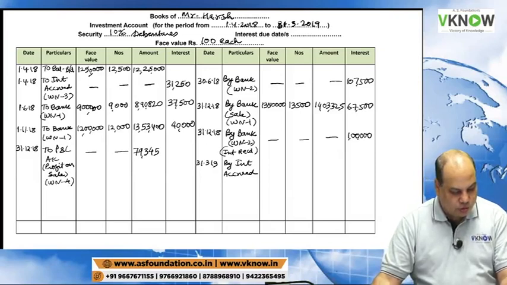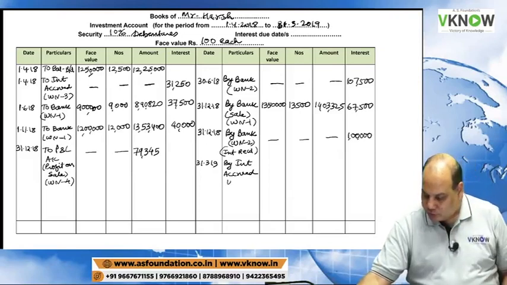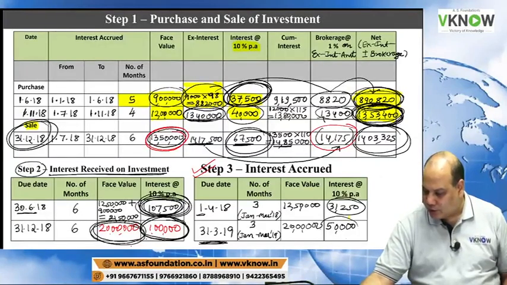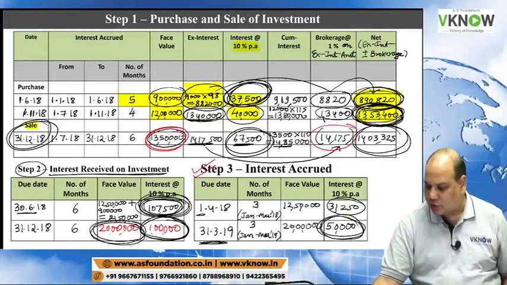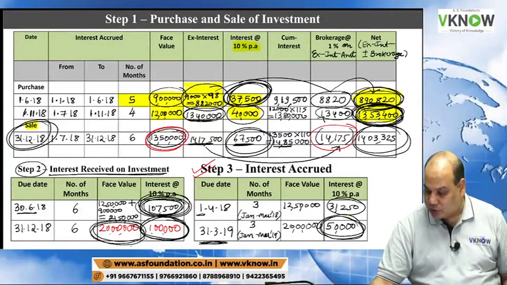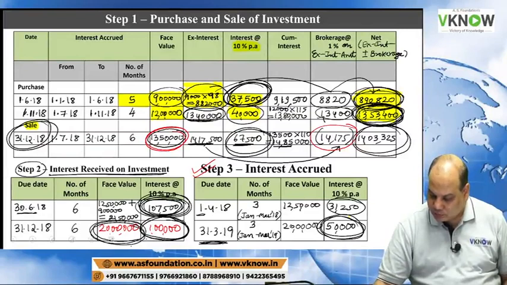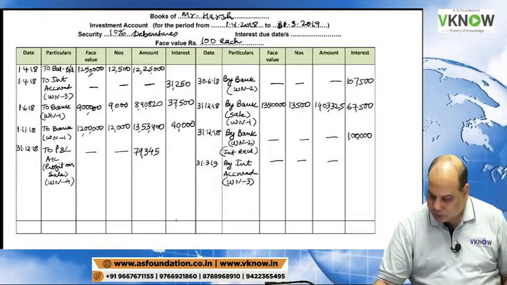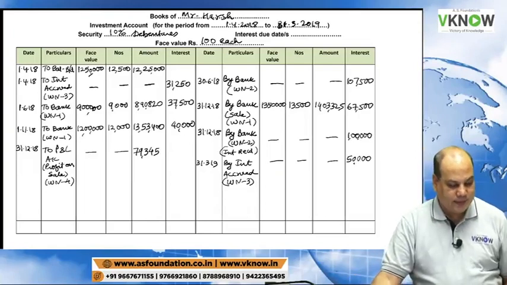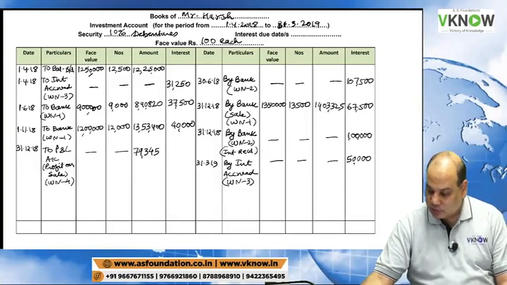Then we will write down 31st March 19 by interest accrued. By interest accrued, this is your working note 3. So let us go to working note 3, right hand side below. 50,000 rupees is interest accrued. So all of you please write down 50,000 rupees interest accrued. Is it right? 50,000 you've written.